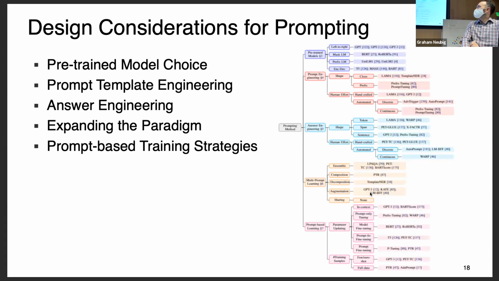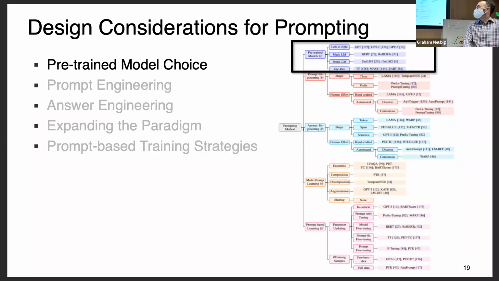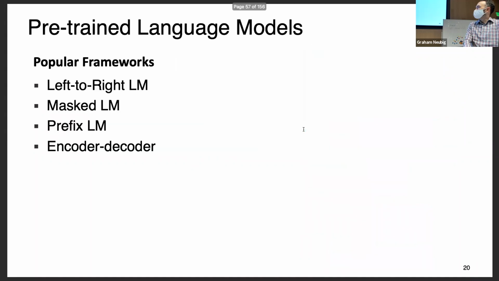So basically in the survey paper that I introduced earlier, we have this big typology of things that you need to worry about. And I'm going to be going through each of these one by one. So first, talking about pre-trained model choice, we have lots of choices for models. The first two I basically talked about already. These are left to right language modeling and masked language modeling. And then the second two are kind of new things that I'm going to be talking about in this class.